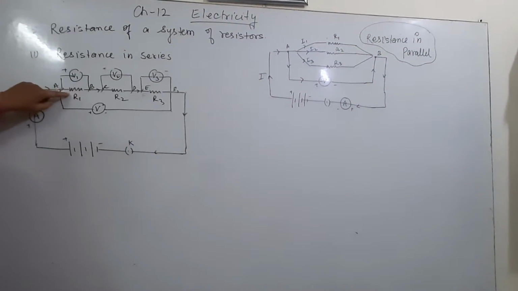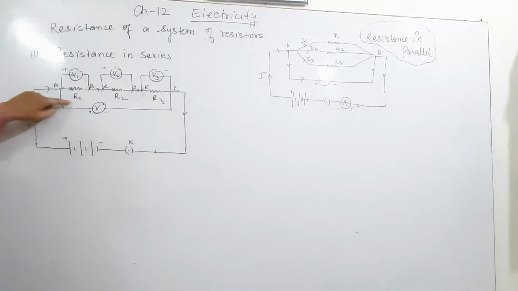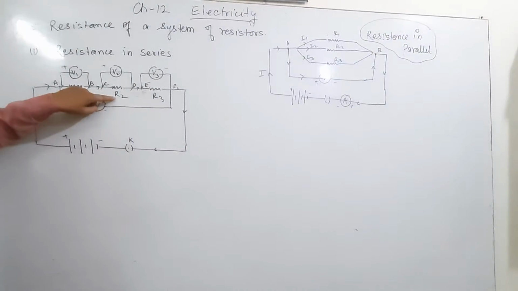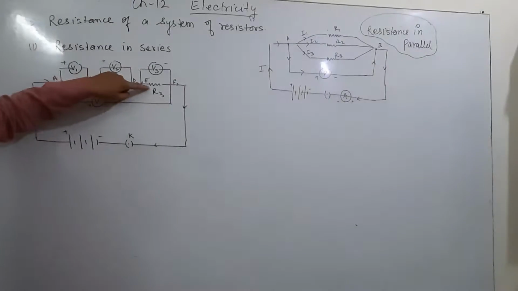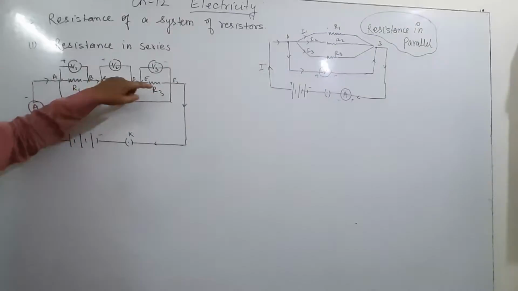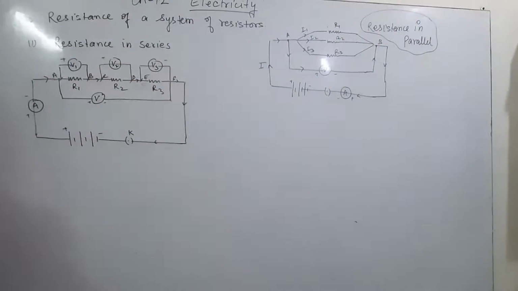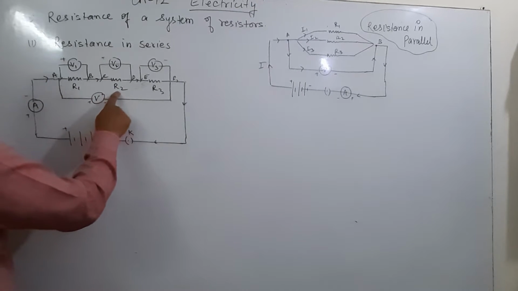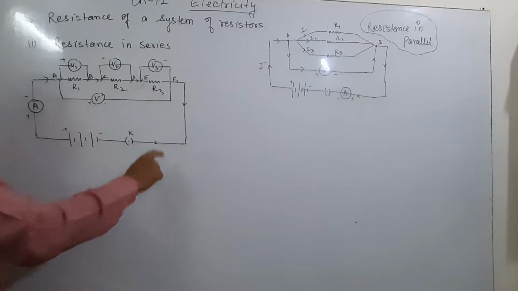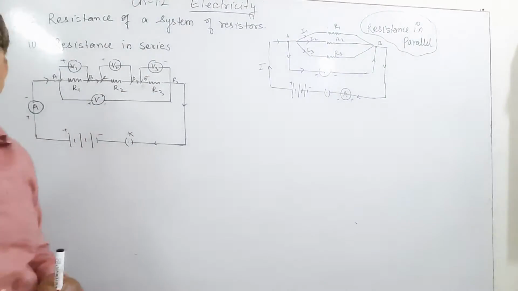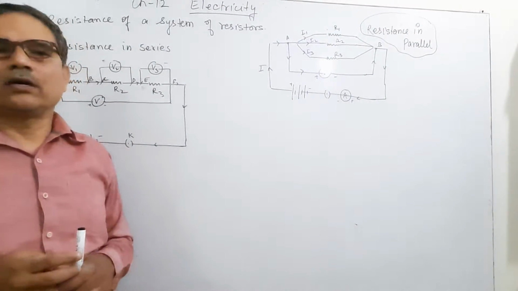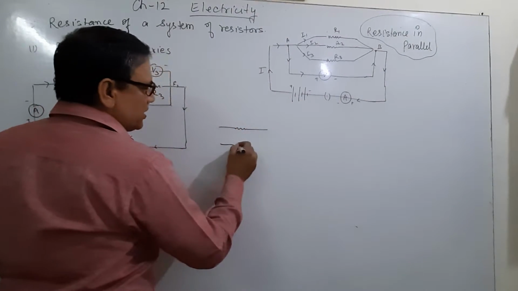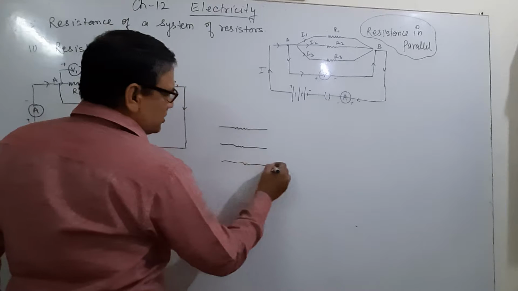Here is the resistance R1, it may be any electrical appliance. Here is R2, the resistance of the second appliance, and R3, the resistance of the third appliance. These R1, R2, R3 are connected in series. Series means when there is one resistance, there is another resistance, and then another resistance.